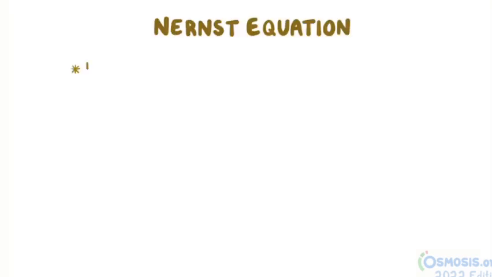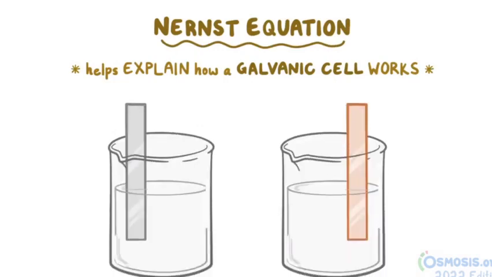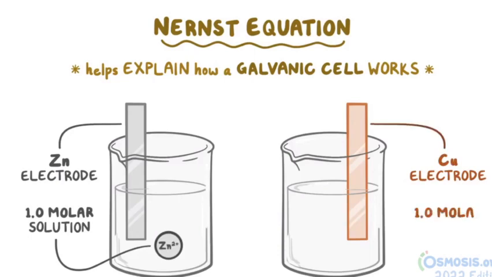The Nernst equation helps explain how a galvanic cell works. So let's start by drawing one out. A galvanic cell has two electrodes. For our example, let's say there's one solid zinc electrode in a 1.0 molar solution of zinc 2 plus ions, and a solid copper electrode in a 1.0 molar solution of copper 2 plus ions.